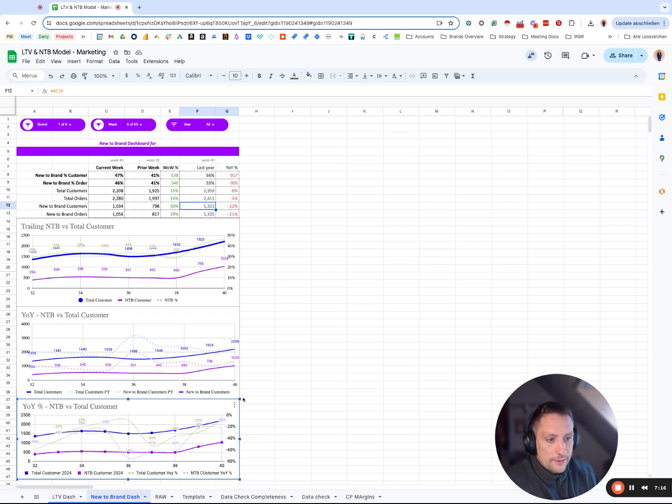If you have a brand that is selling items you only purchase once, so let's say you're selling a chair, then new to brand will probably always be like 100% or close to 100%, 95, 96, 97%. So for those kinds of brands, it's not important. It's more important for the brands that are actually having some sort of repeat purchase behavior.